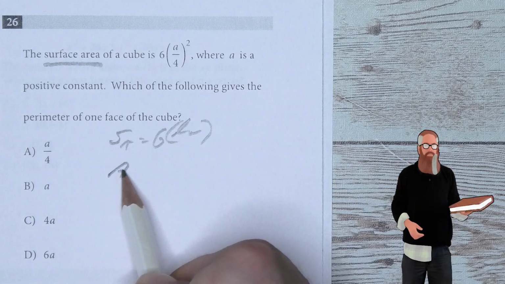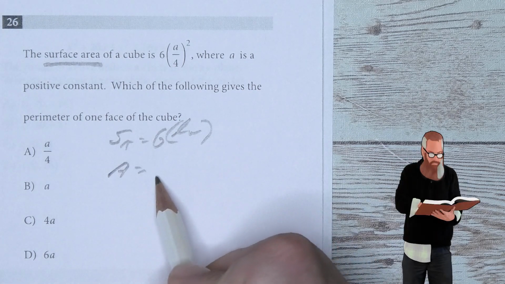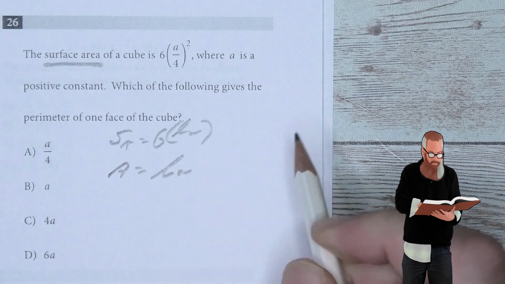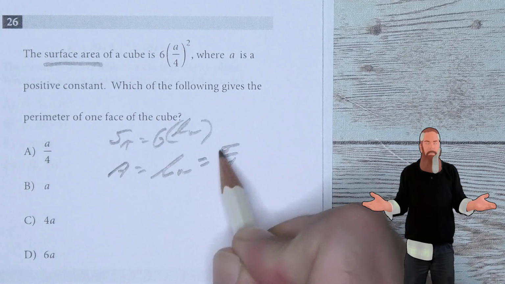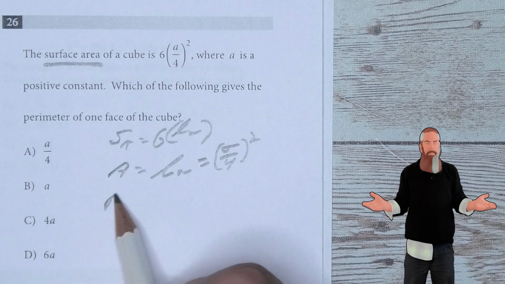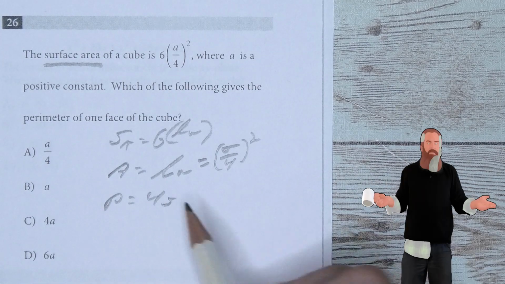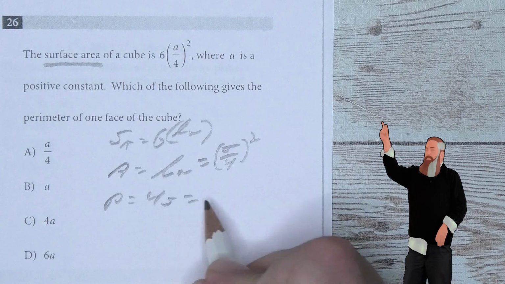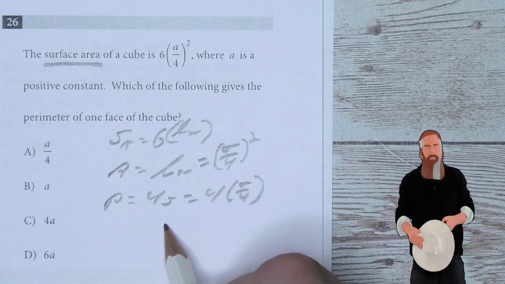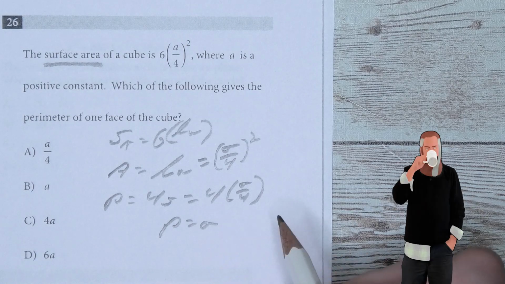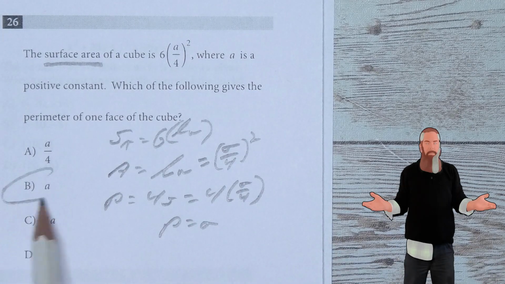And we know that the area of one side is equal to the length times the width. And this is equal to the area over 4 squared. A perimeter is 4 times the side. So the perimeter would be equal to 4 times A over 4, meaning the perimeter would be equal to A, or B is the answer.